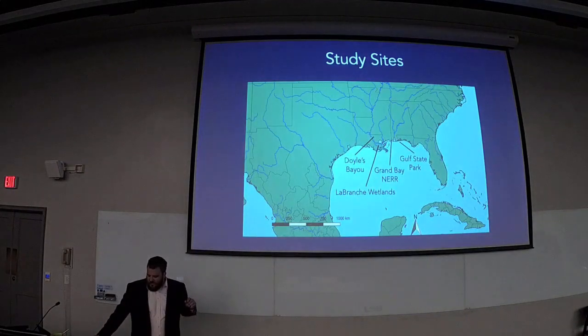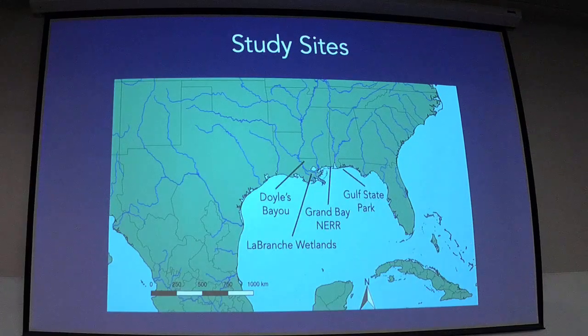Today's study sites we'll talk about are in the southeastern United States and the Gulf Coastal Plain, as I mentioned earlier. One site is much further inland than the others. That's Doyle's Bayou, the furthest left on your screen, and it's the furthest north. It's the furthest inland. It's actually just up the street from where we're talking from today. We'll also move east from that to La Branch Wetlands near New Orleans, Grand Bay, which is from that original publication and is the first one we'll talk about today, and Gulf State Park near Orange Beach, Alabama.